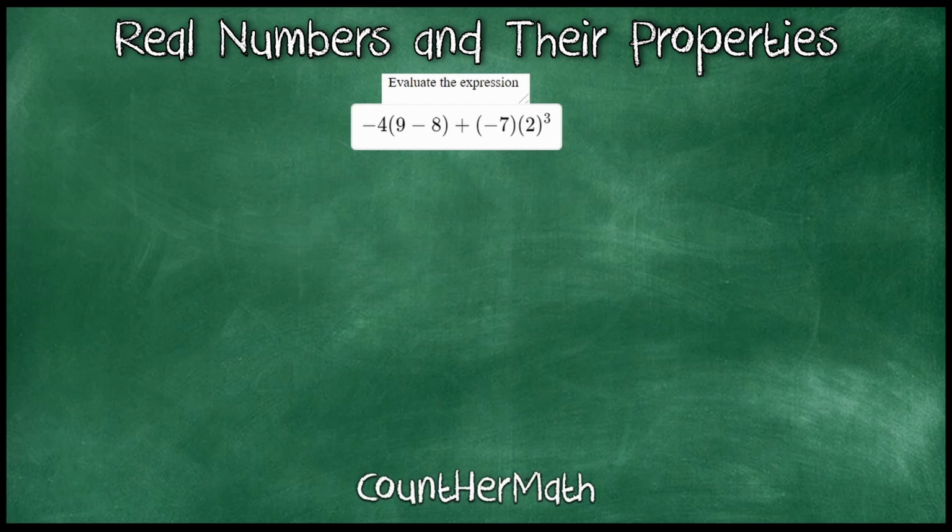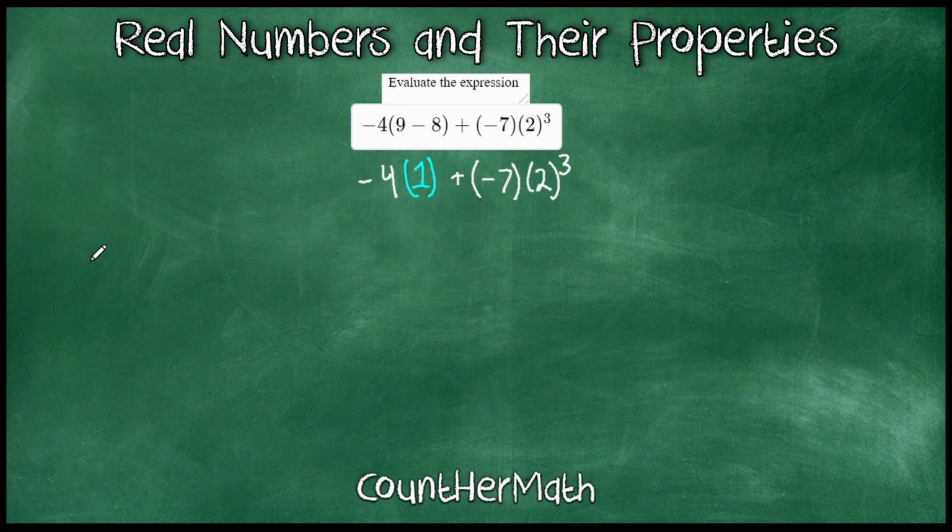We do not have a fraction bar, so we don't need to worry about that step of order of operations, but we do have parentheses. So the first thing we have to do is simplify that 9 minus 8 in the parentheses. And 9 minus 8 gives us 1. And that step is complete, and that finishes off the parentheses that we can work with.